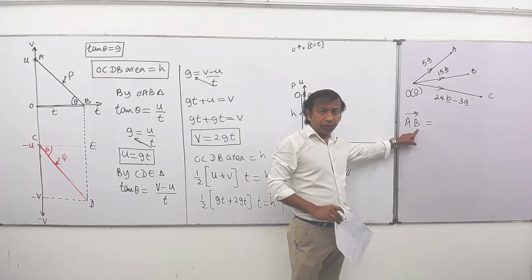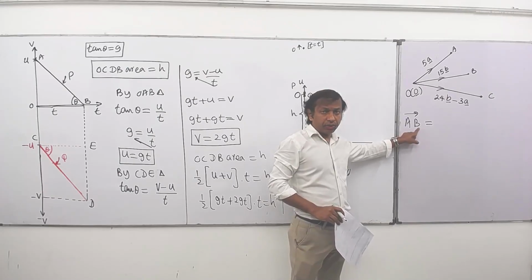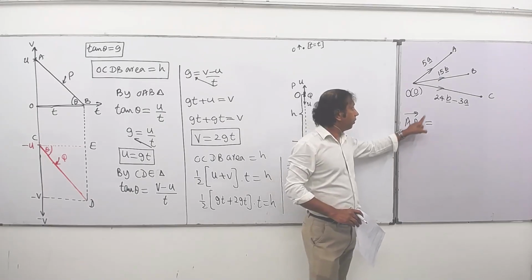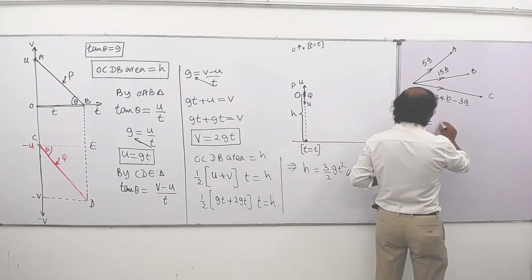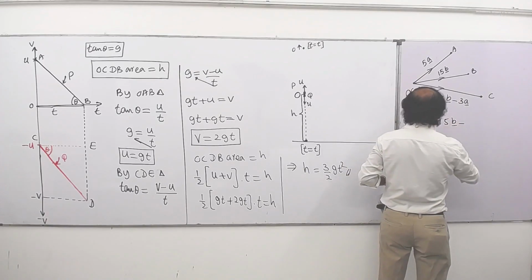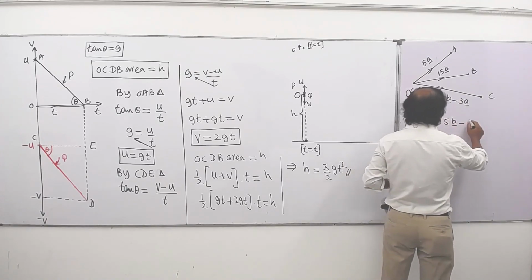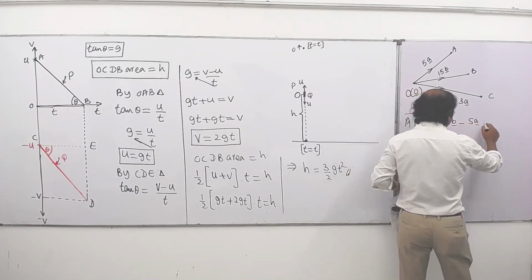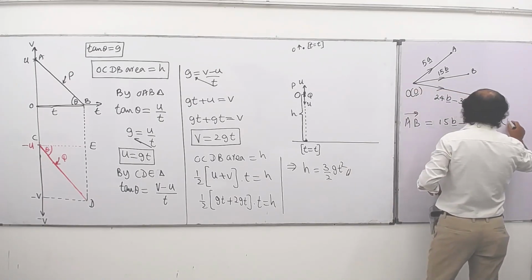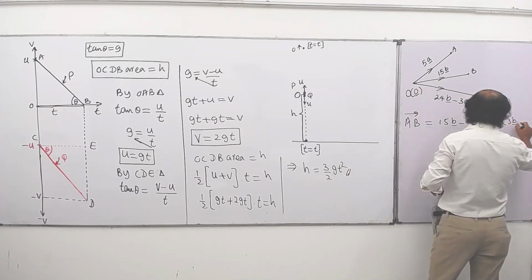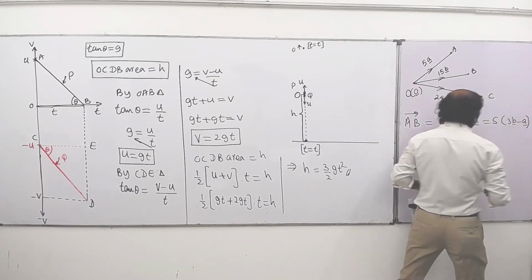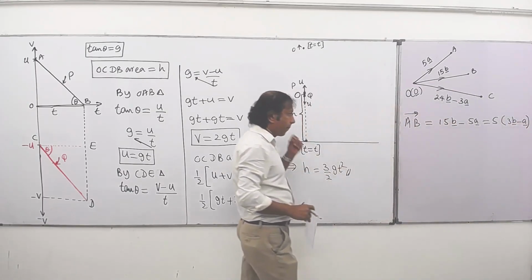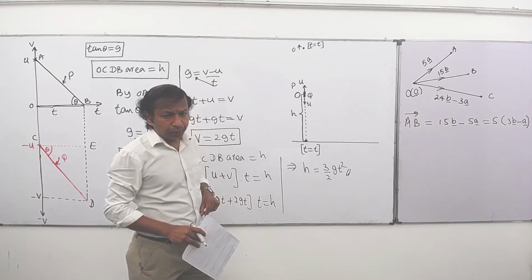AB vector, when you write, second letter position vector minus first letter position vector. Second letter is B, position vector is 15B, minus first letter is A, 5A. What is this? Take this 5 out. 3B minus A. Correct, no? 3B minus A.